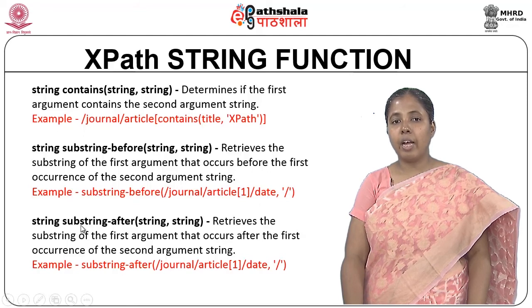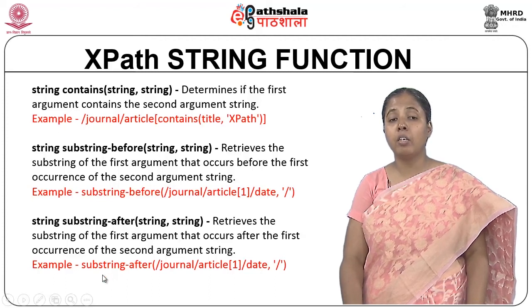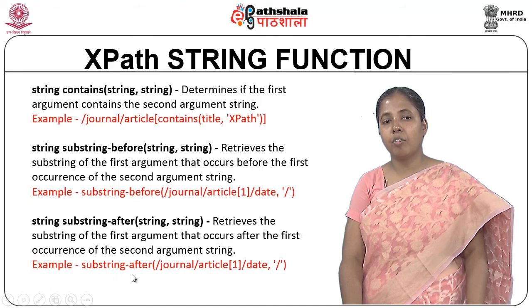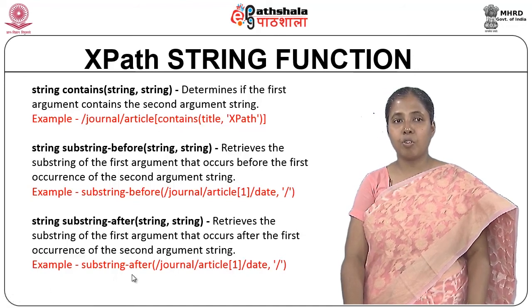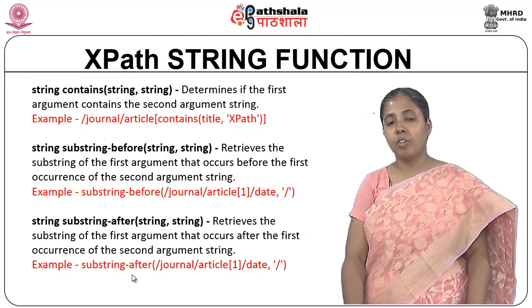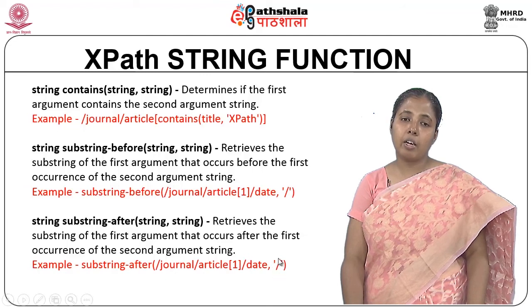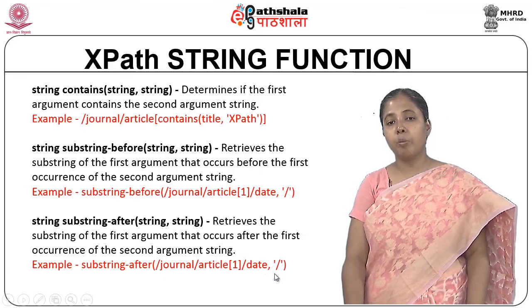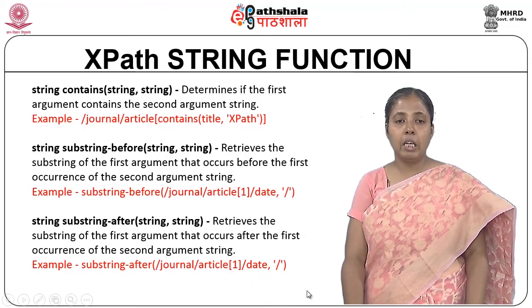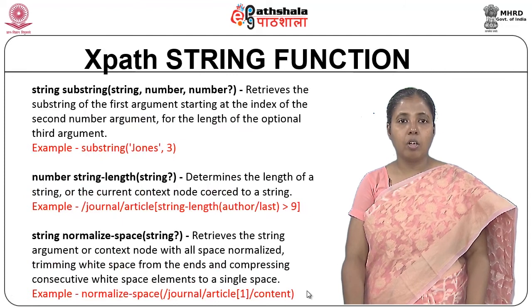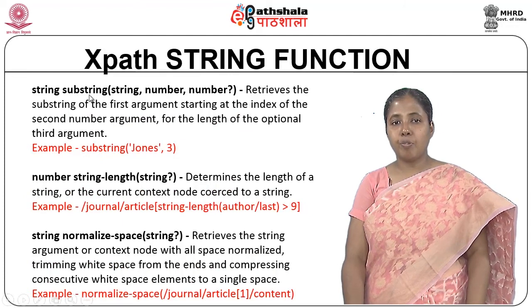Now, the substring after what is given in the second argument would be returned by a method called substring-after. This retrieves the substring of the first argument that occurs after the first occurrence of the second argument string. So it returns all the substring that comes after the second argument, which is given as a slash. The strings that come after the slash would be returned by this function.